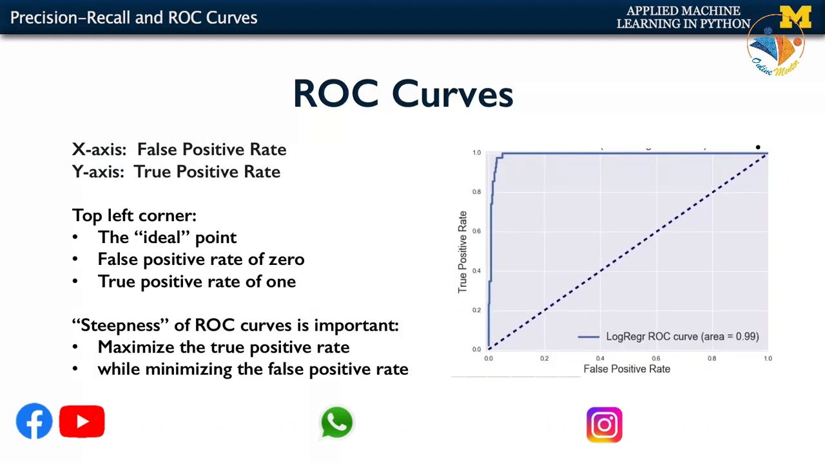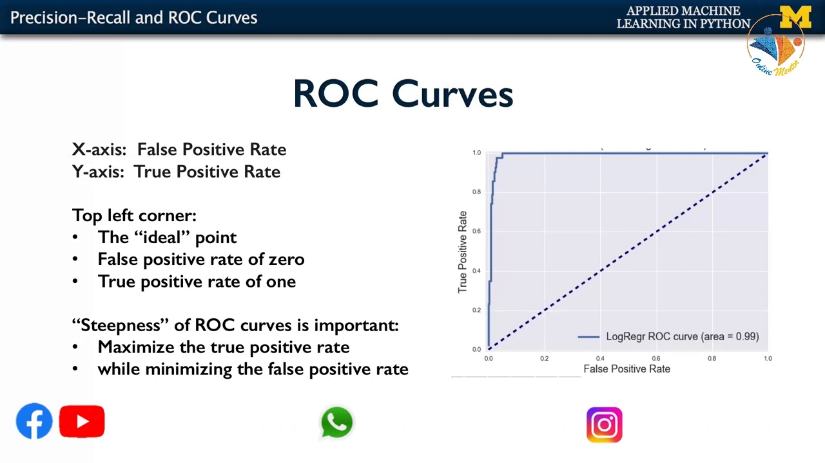ROC curves, or receiver operating characteristic curves, are a very widely used visualization method that illustrate the performance of a binary classifier. ROC curves on the x-axis show a classifier's false positive rate, so that would go from 0 to 1.0. And on the y-axis, they show a classifier's true positive rate, so that would also go from 0 to 1.0. It's worth mentioning here that the y-axis of the ROC curve plot is just the recall metric.